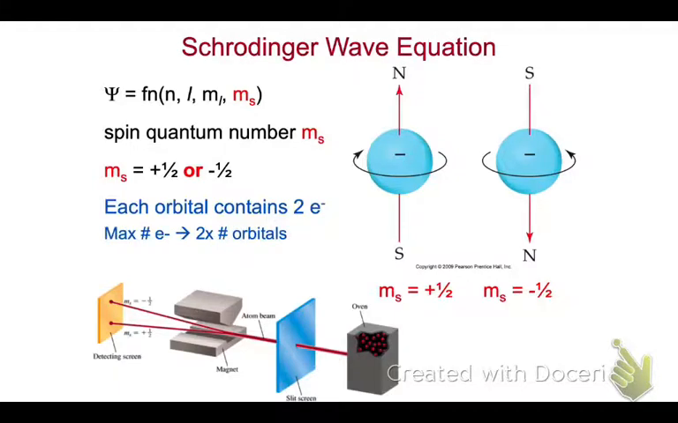That also supports the fact that the maximum number of electrons in any given orbital is 2, because any orbital can only hold 2 electrons. One has to spin clockwise, the other one has to spin counterclockwise. The maximum number of electrons in a shell will be equal to 2n squared.